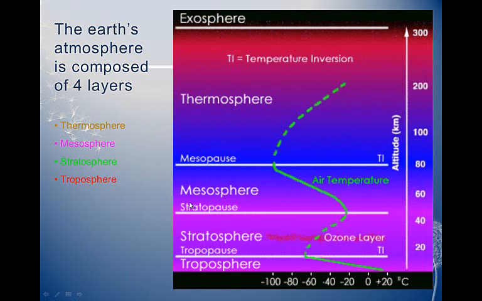Here's the mesopause with the mesosphere. The stratopause is where the stratosphere and the mesosphere meet, and the tropopause is where the troposphere and the stratosphere meet. Now, if you notice when we look at temperatures, they increase and decrease depending on which layer you're in.